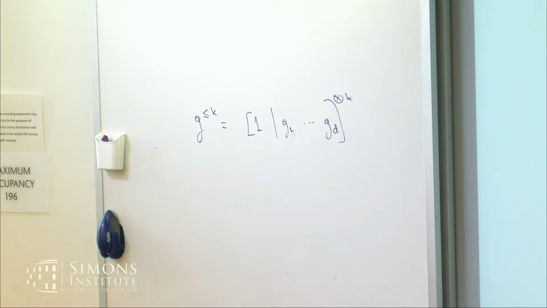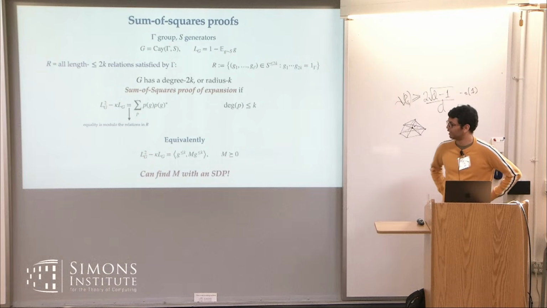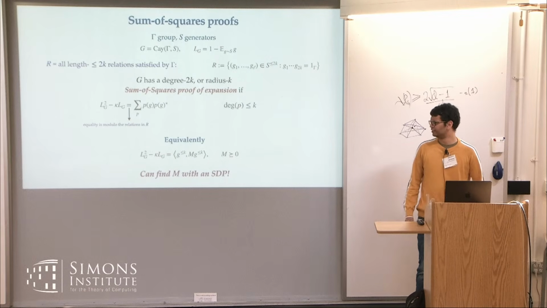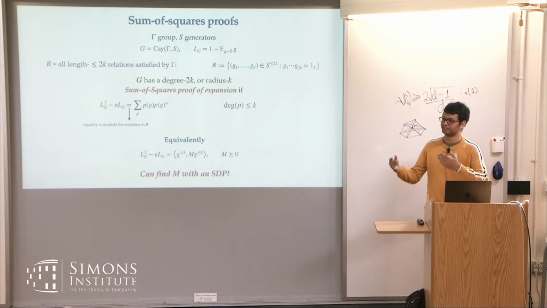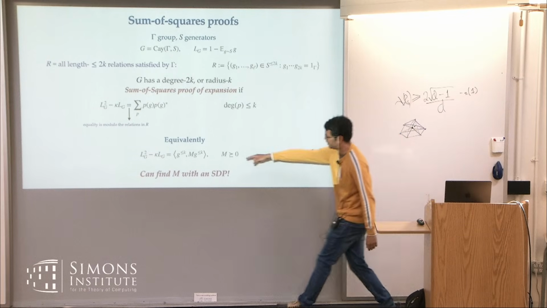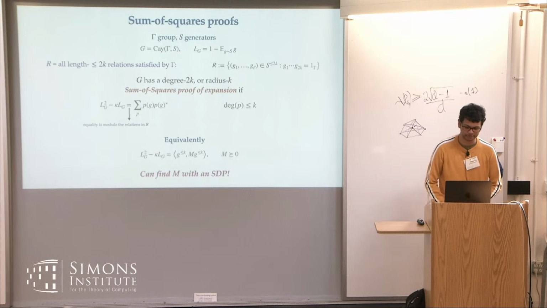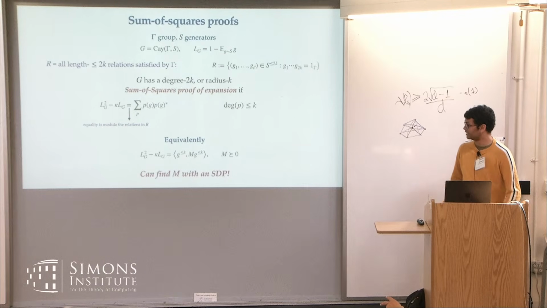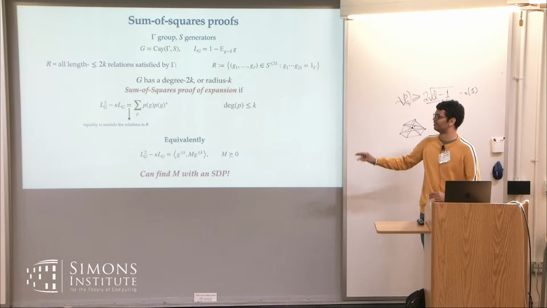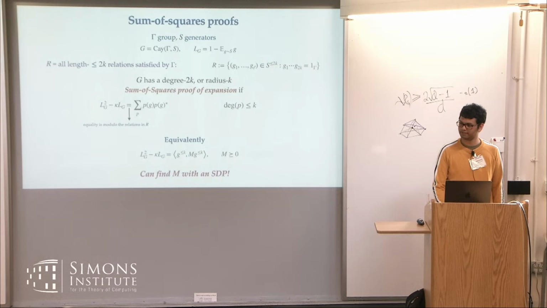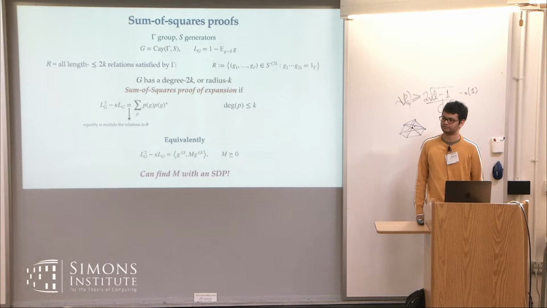Does this SDP require solving the word problem or anything? It does not require solving the word problem, because you're just taking some fixed set of generators and checking whether there's a sum of squares proof of this thing being positive. This last equation that you wrote, that's also modulo relations? Yes, sorry, all equalities here are going to be modulo the relations. Can you efficiently check whether two things are the same modulo the relations?